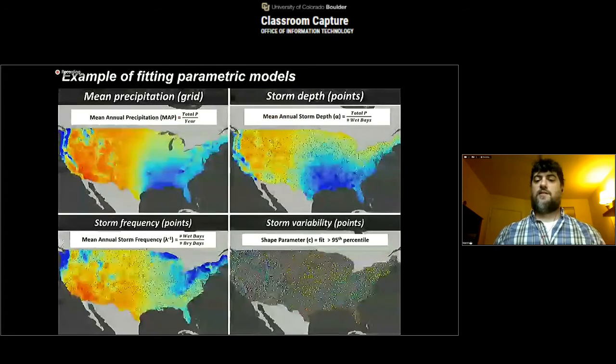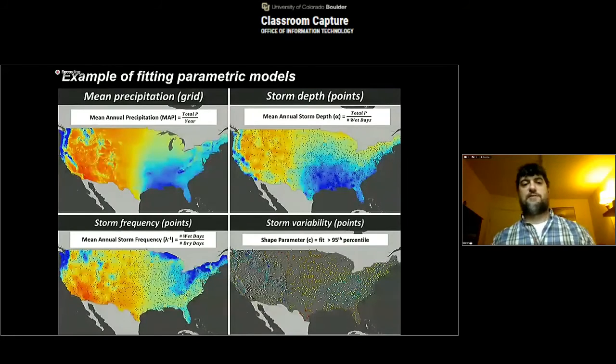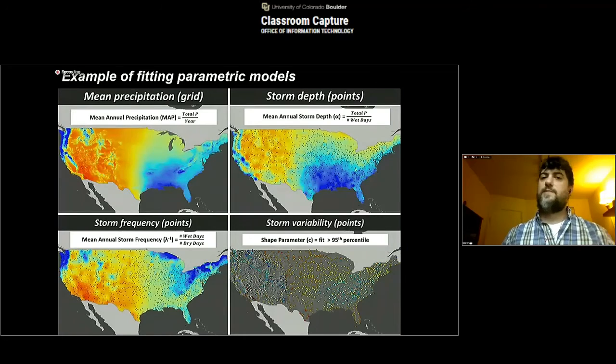Okay. Quick example, because we're not going to be doing this in the activity, but I want to show you how you might fit parametric models to such data. So these are just a 4-panel map. The top left-hand corner is mean annual precipitation from 1981 to 2010, based off of this data set called PRISM. It's just the total precipitation you get in a year, divided by the number of years, right? So this probably makes some intuitive sense. You know, the Gulf Coast, Pacific Northwest, those are the wettest locations in the contiguous U.S.